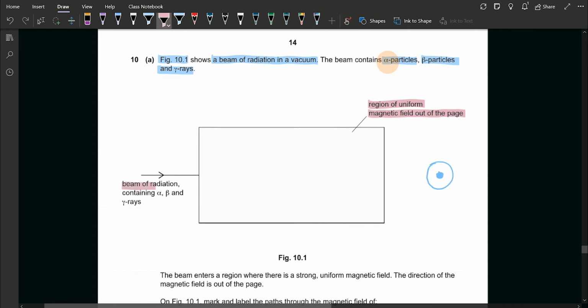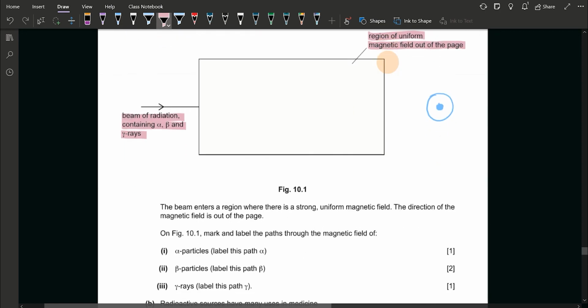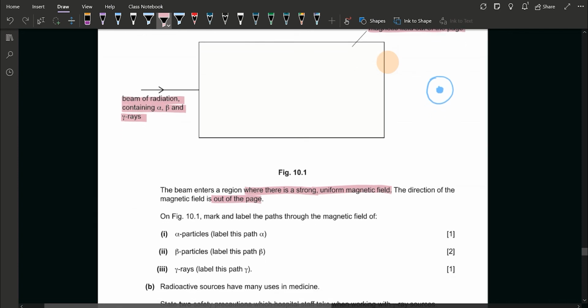A beam of radiation is going here containing alpha, beta, and gamma rays. The beam enters the region where there is a strong uniform magnetic field. The direction of the magnetic field is out of the page. Mark and label the paths through the magnetic field of alpha particle, beta particle, and gamma rays.